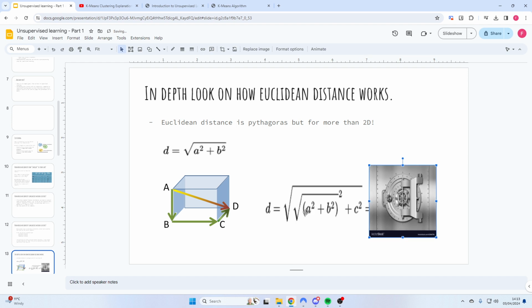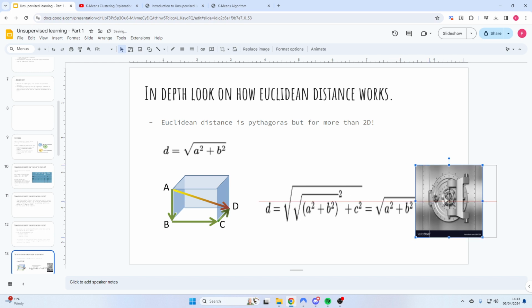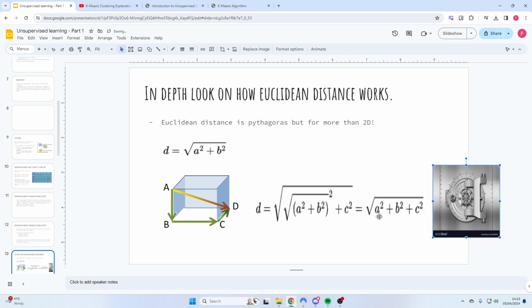So we've got a squared plus b squared, and then we take the square root of that for this distance. And then we square it again, add c squared, and square root that again. What we'll see is this square root will actually cancel out with this square. So in the end, we get the square root of just a squared plus b squared plus c squared. And this is going to work for any dimension.